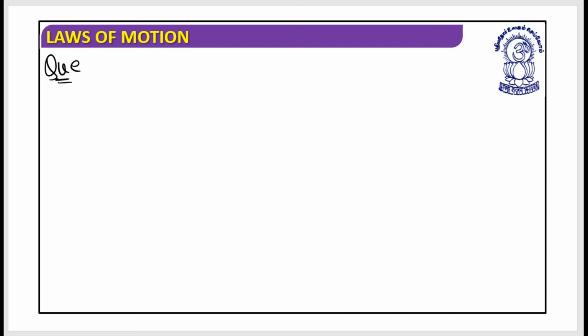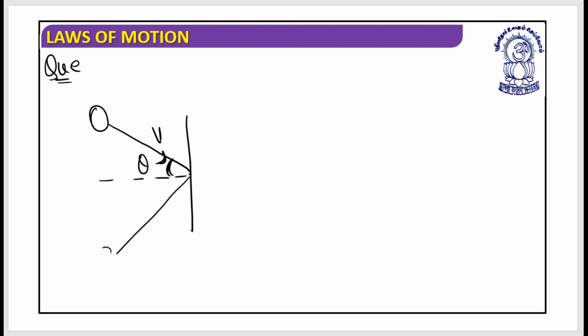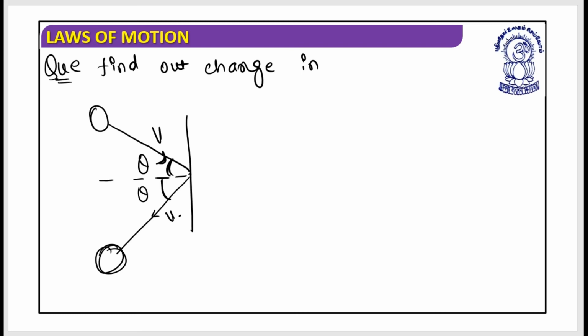Let's suppose this is the wall, this is the ball. If it is going to hit the wall in this direction, and this is making an angle theta with the horizontal, this is velocity v, and it is rebounding with the same velocity, again this angle is theta. Find out the change in momentum. Yes, this is the first case.